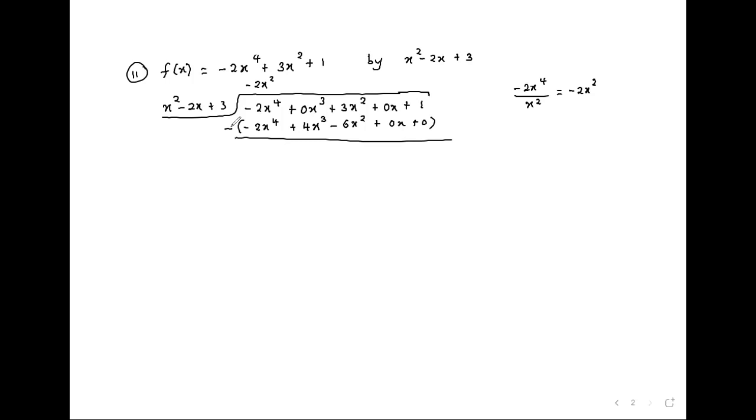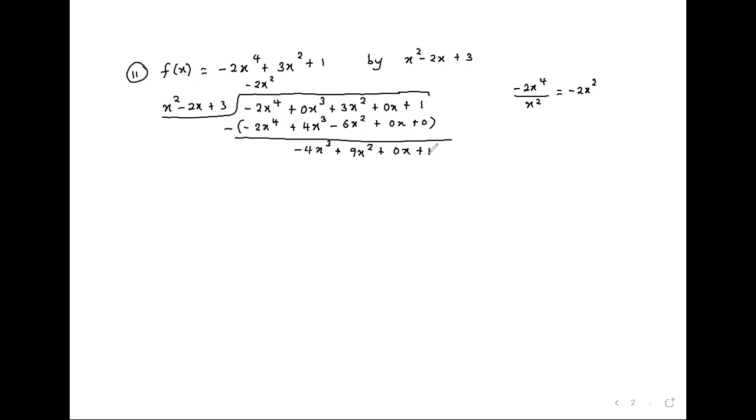Positive 0x³ minus 4x³ becomes minus 4x³. And then positive 3x² minus 6x² becomes plus, what? Plus 9x². Positive 0x minus 0x is 0. I'm not skipping it, I'm going to put it, it's very important. And then 1 minus 0 is 1.